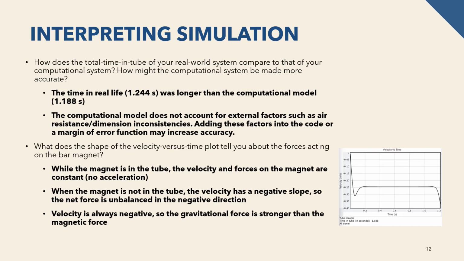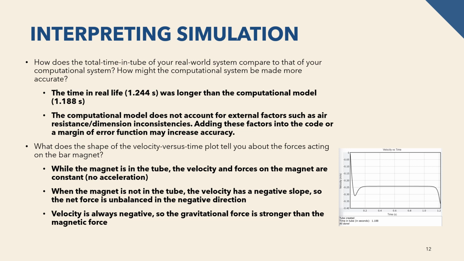How does the total time in tube of your real-world system compare to that of your computational system? How might the computational system be made more accurate? The time in real life was 1.244 seconds, and it was longer than the computational model, which was 1.188 seconds. The computational model does not account for external factors such as air resistance or dimension inconsistencies within the tube. Adding these factors into the code or a margin of error function may increase accuracy.